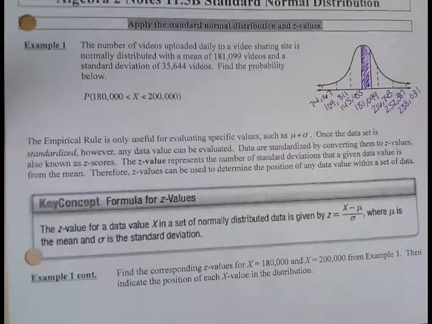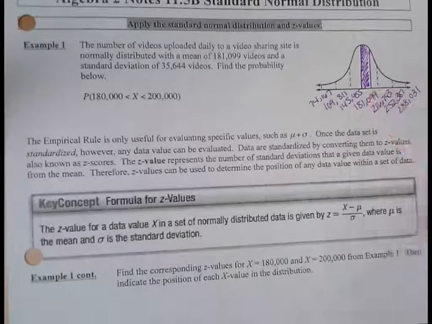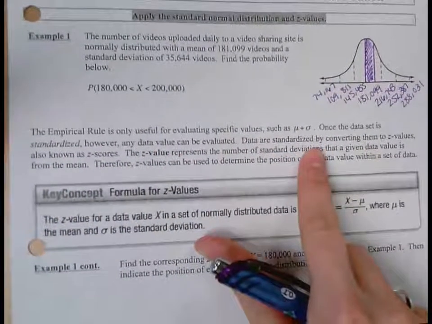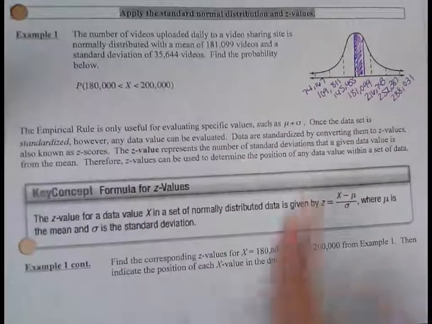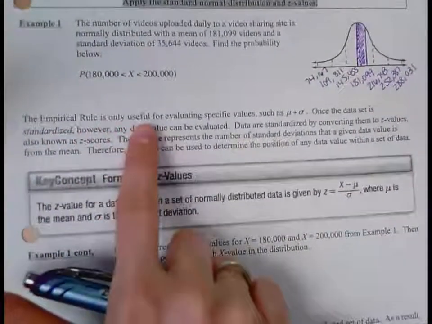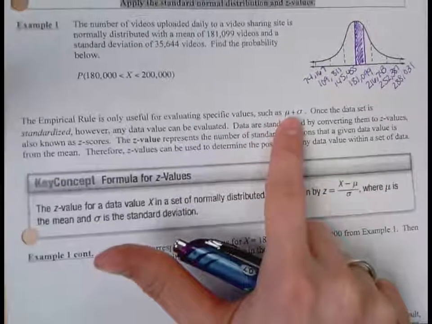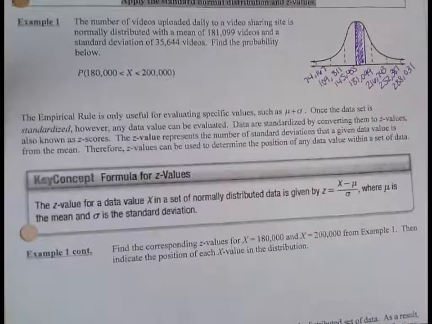The empirical rule only works when your values are exactly 1, 2, or 3 whole standard deviations away from the mean. I can still find this area and approximate that probability, but I have to use what are called z-values, and that process is called standardizing the data. That's what's explained here. This is the one example we're focusing on today, so every time we go through an example, we're coming back to this same example. The empirical rule is only useful if you're evaluating specific values, such as the mean plus 1 standard deviation, or a whole number of standard deviations away from the mean.